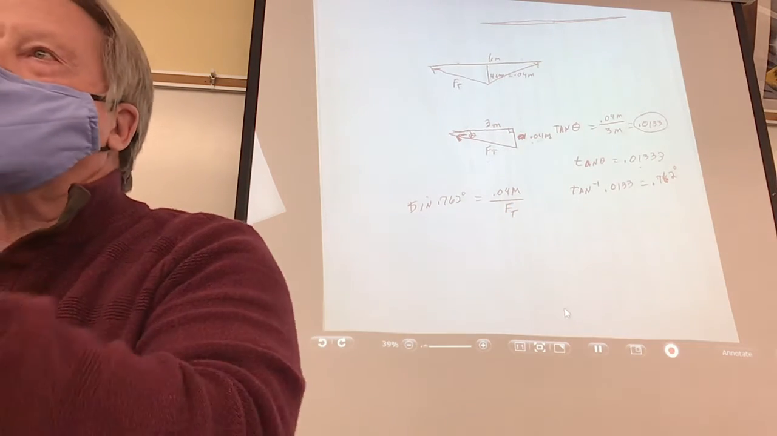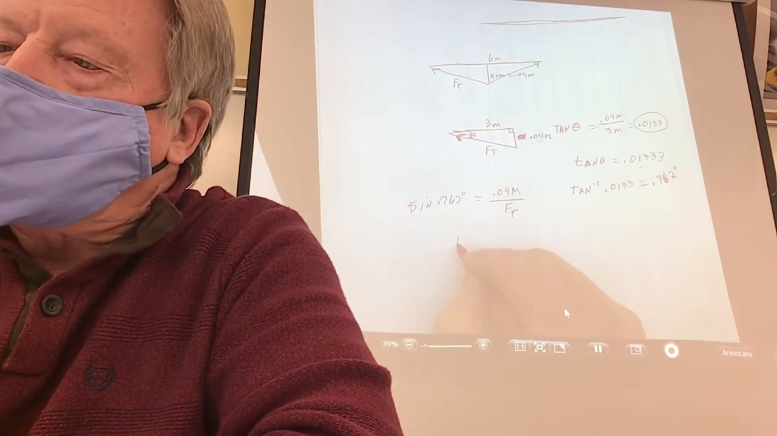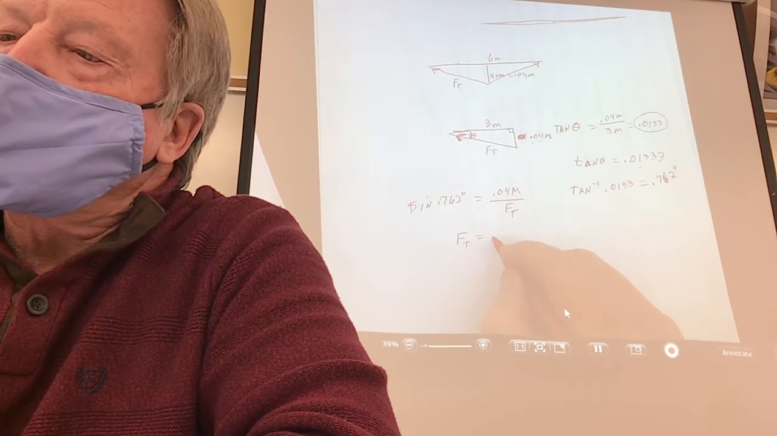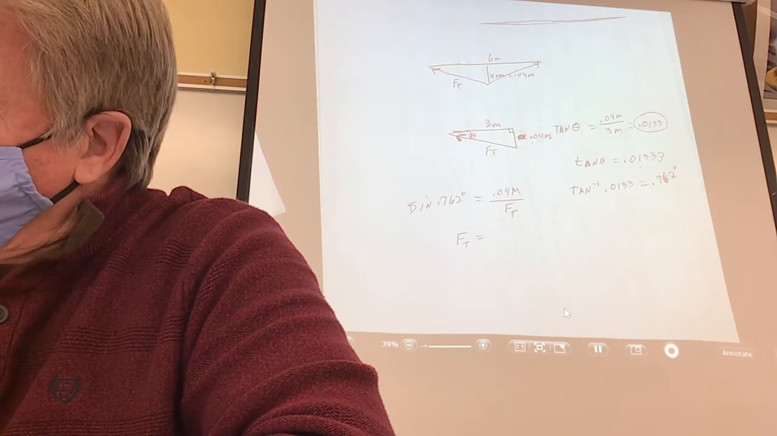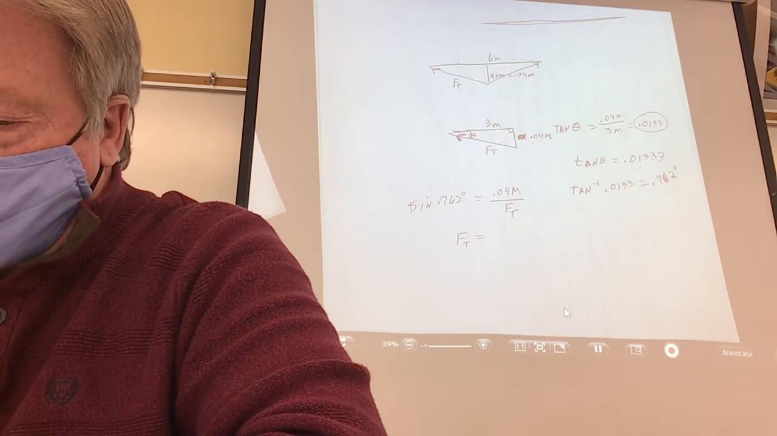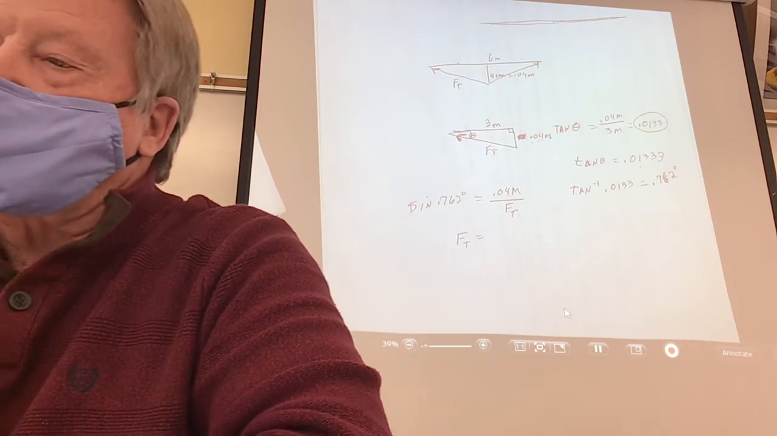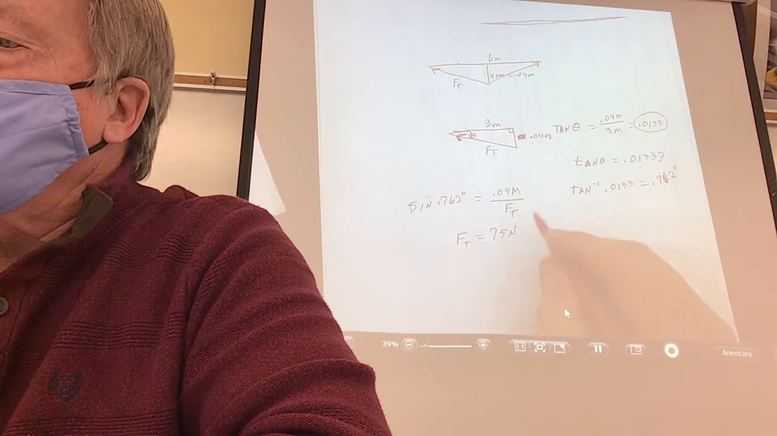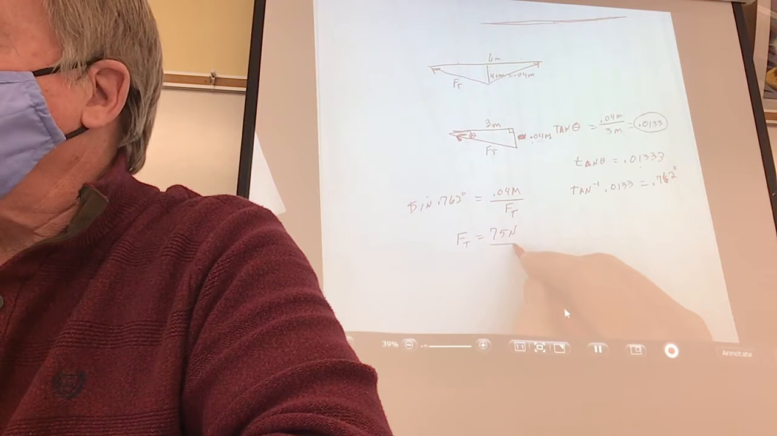Is that how you did it? How many of you use sine on this one? Okay, so when you solve for FT, what did you get? That didn't seem right. It's because they only rounded to 0.013. Oh, I see. I'm sorry. So you got 75 newtons? I got 75.38, basically 75. Okay. All right, so about 75 newtons, is that right?